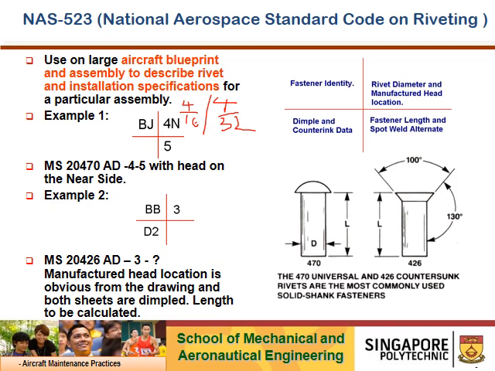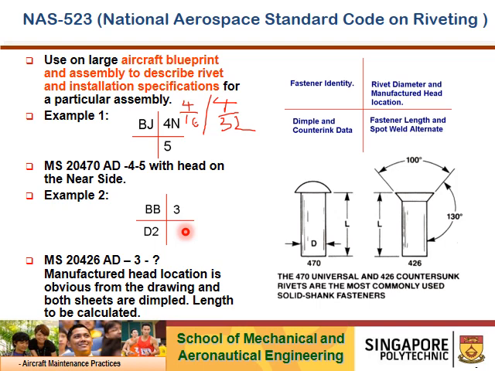Previous slide we talked about it, right? Always remember what is the rivet diameter. Then of course the bottom right quadrant here is the fastener length. Sometimes it may not appear. In this case this is 5, so that means we'll come back to that. If it doesn't appear, you have to measure on site.